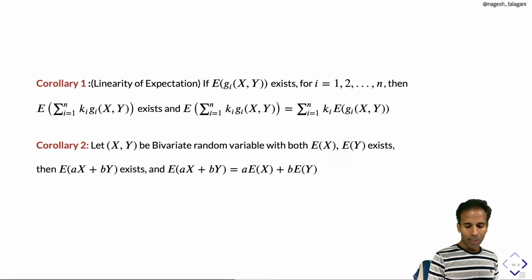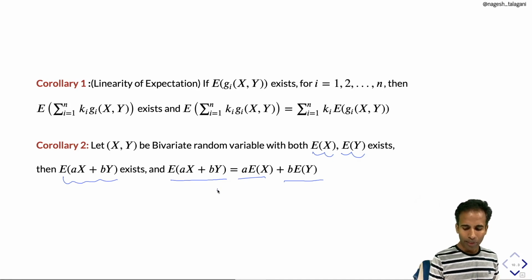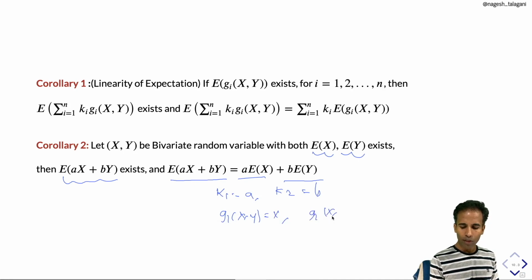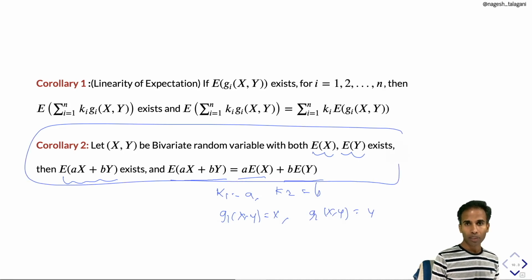Corollary 2. Let (X,Y) be a bivariate random variable with both expectation X and expectation Y existing. Then expectation of aX plus bY exists for all a, b. Not only that, expectation of aX plus bY is going to be a times expectation X plus b times expectation Y. It follows from the above theorem. Simply take k1 equal to a, k2 equal to b, g1(X,Y) to be X, and g2(X,Y) to be Y. Then this Corollary 2 follows from the above theorem.